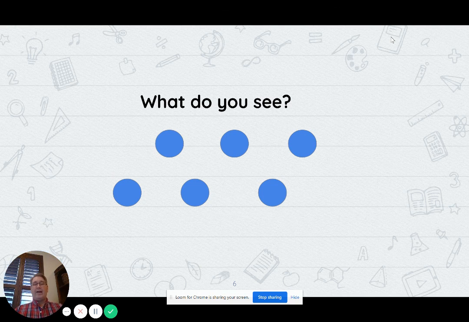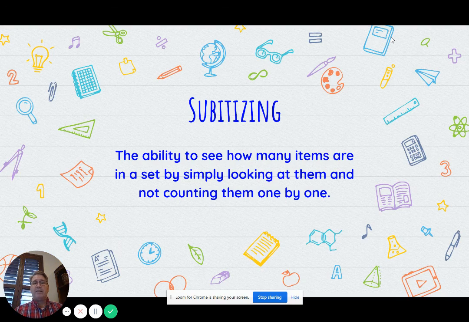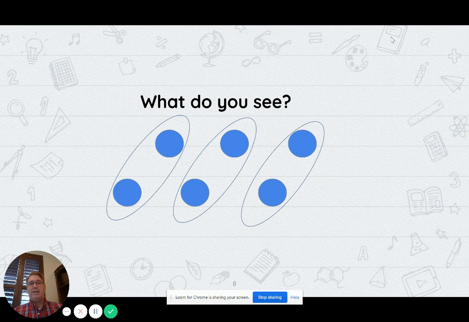And like I said, adults can subitize up to 7 items. So you might have seen this and immediately thought of maybe like a little bit of a crooked die, dice that you would roll. So you might have seen that there were 6. Remember, we can subitize up to 7 items. However, some of you may have immediately broken those dots down into smaller numbers. So for instance, you might have seen that there were 3 sets of 2 dots. And so 2 plus 2 plus 2 equaled 6.